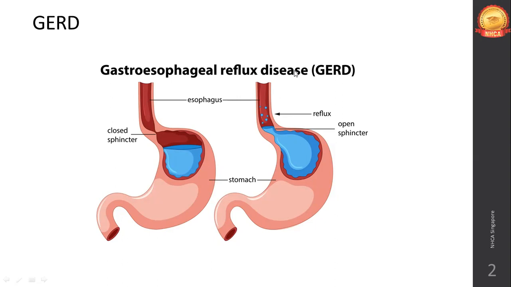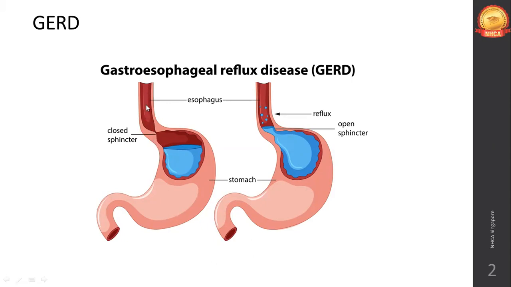So GERD stands for gastroesophageal reflux disease. If you look at the esophagus, this is the esophagus, the food pipe, through which the food enters and goes into the stomach. You can see here the sphincters. There are two sphincters on either side of the esophagus. These are muscles. They open and close, they contract and relax.